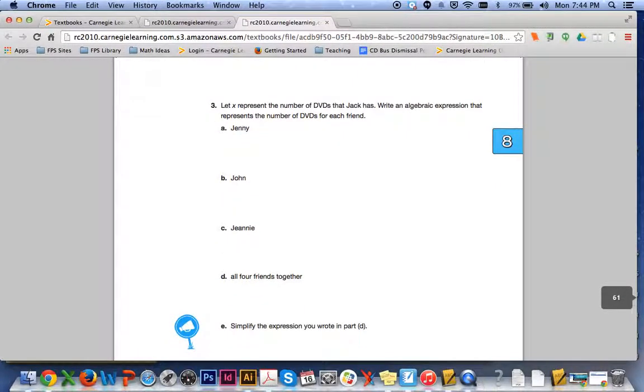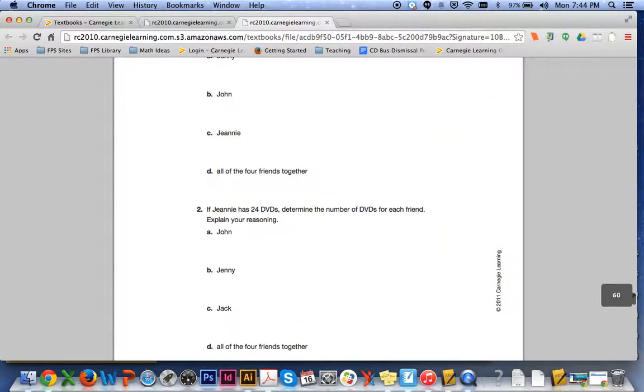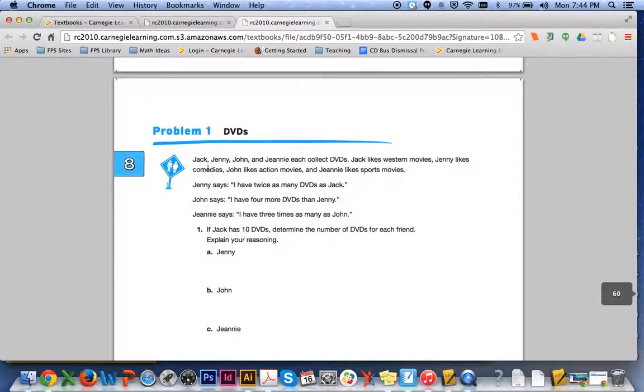It says for number 3, let X represent the number of DVDs that Jack has. Write an algebraic expression that represents the number of DVDs for each friend. So we're back to Jack. He's our starting point. So if you look at the information here, Jenny says, I have twice as many DVDs as Jack. So if Jack has X DVDs, Jenny would have 2 times X because she has twice as many.